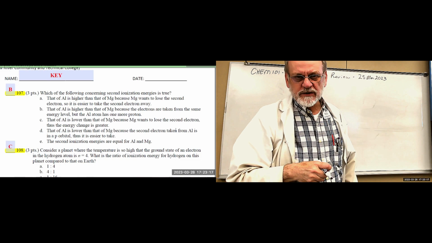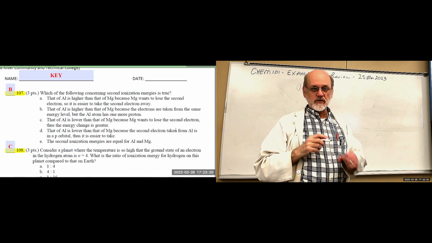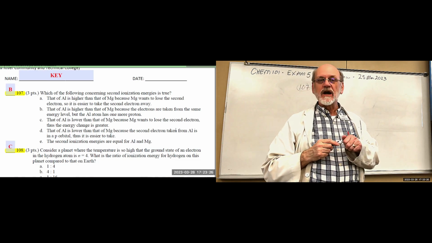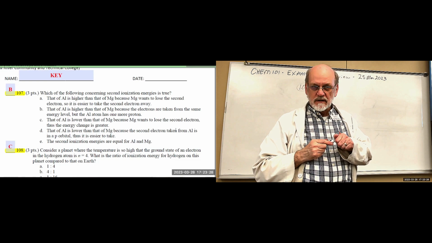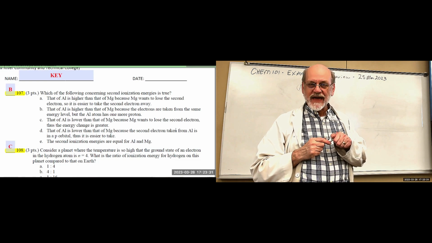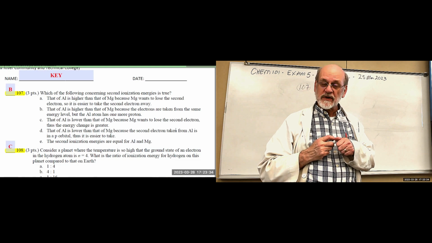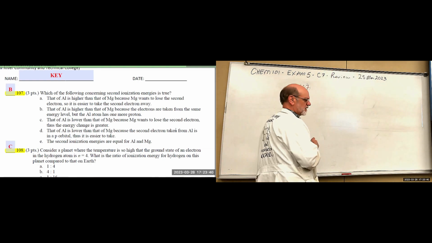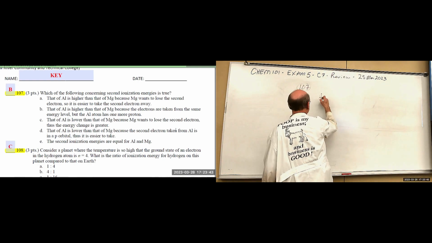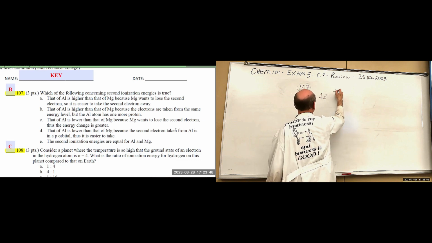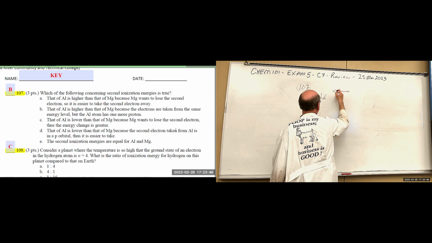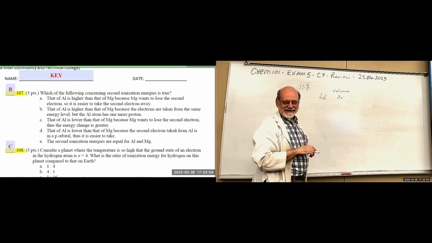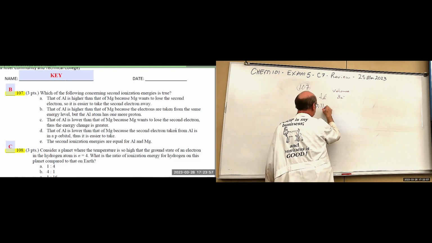Let's see. Which of the following concerning second ionization energies is true? All right. A, the second ionization energy of aluminum is higher than that of magnesium. Well, first of all, is that true? Second ionization of aluminum. How many valence electrons does it have? Well, aluminum has 3. How about magnesium? Magnesium has 2.